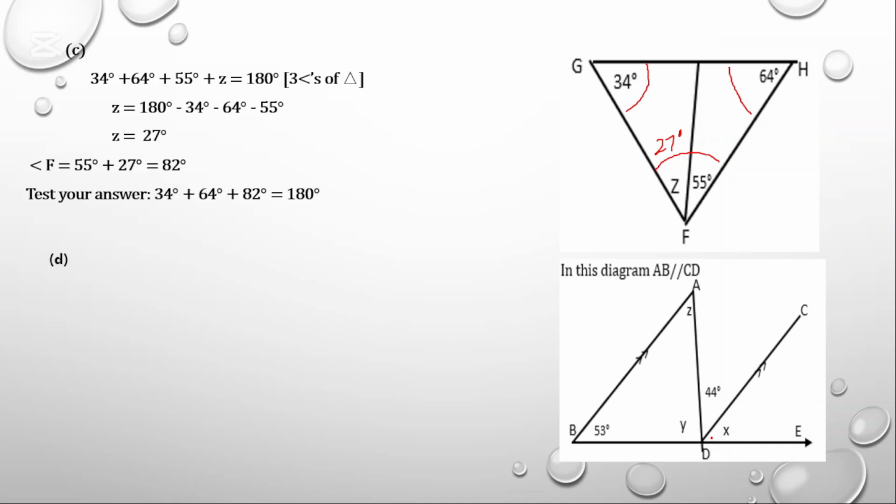Right, so we start here with X. X and which other angle form a pair? And I can see X and 53. Right, X and 53, they are corresponding angles.